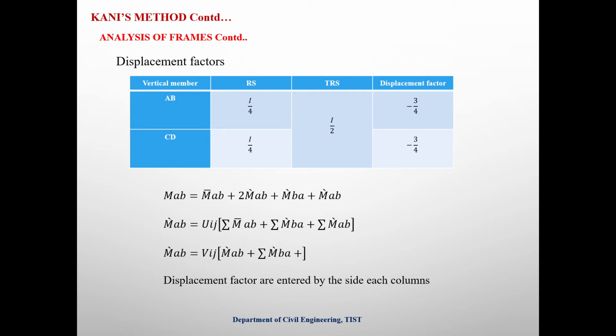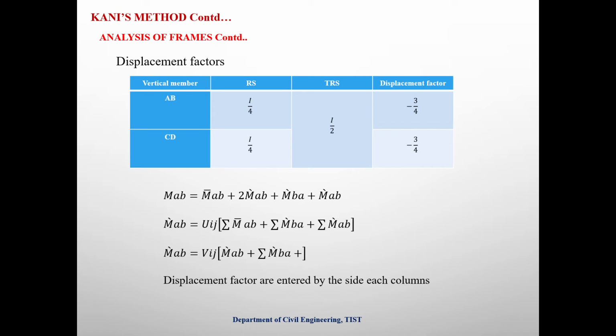In the case of non-sway analysis, the rotation contribution will be obtained by the rotation contribution factor into the sum of the fixed end moments plus the sum of the far end moments. But in the case of sway analysis, the rotation contribution will be obtained by the rotation contribution factor into the sum of the fixed end moments plus the sum of the far end contributions plus the displacement contribution of that particular column. Then how will you get the displacement contribution of the particular column?